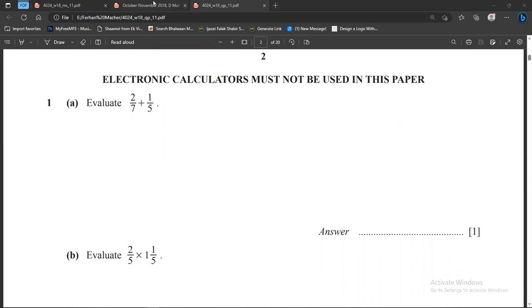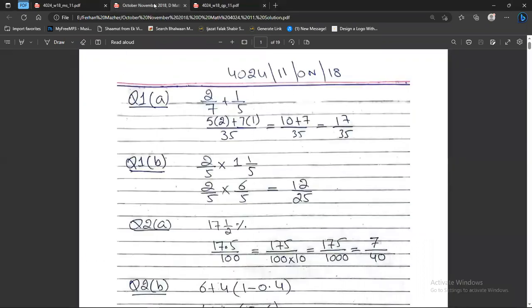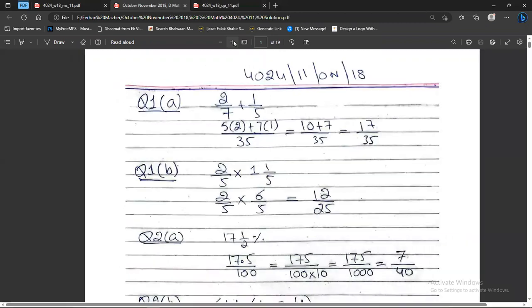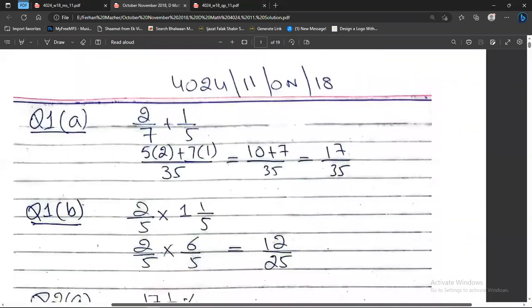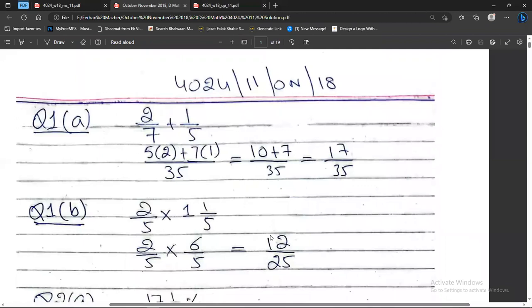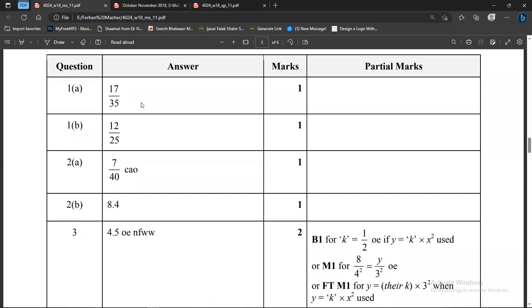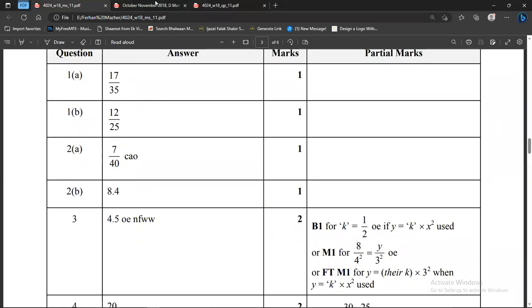So we will take their LCM. The denominators are 7 and 5, so their LCM will be 35. So 35 divided by the first denominator gives 5, and 5 will multiply with the 2. Then 35 divided by 5 gives 7, and 7 will multiply with the 1. So you will have 10 plus 7, that will be 17. 17 by 35 is the answer. 17 by 35 is the right answer, sir.